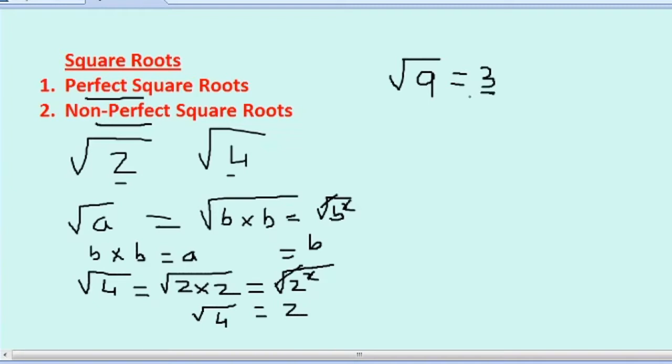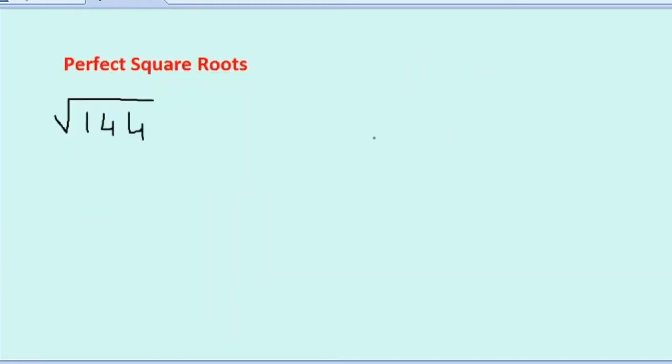Then when we come to non-perfect square roots, the concept is a little bit different. Like if it is root 2, the answer will be 1.414, and it will continue till infinity. These types of square roots where we get the answers in decimals are known as imperfect or non-perfect square roots. Have you understood perfect square roots and non-perfect square roots? Let's move to perfect square roots.